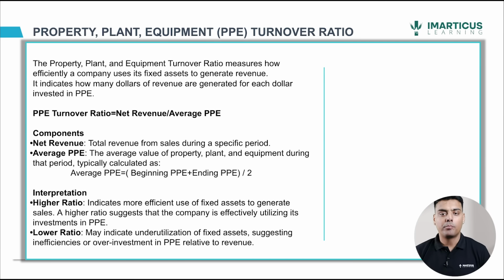We now look at the property, plant and equipment ratio, or the PPE ratio. The PPE ratio tells us how effectively a company uses its property, plant and equipment to generate sales. The formula for this is net revenue divided by average PPE. What does net revenue mean? Net revenue means the total sales of the company. And what is average PPE? Average PPE talks about the fixed assets of the company.